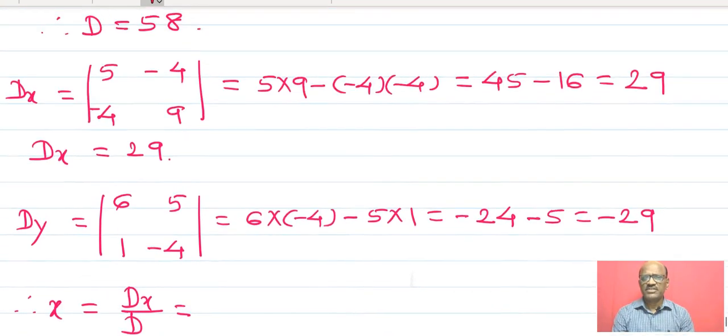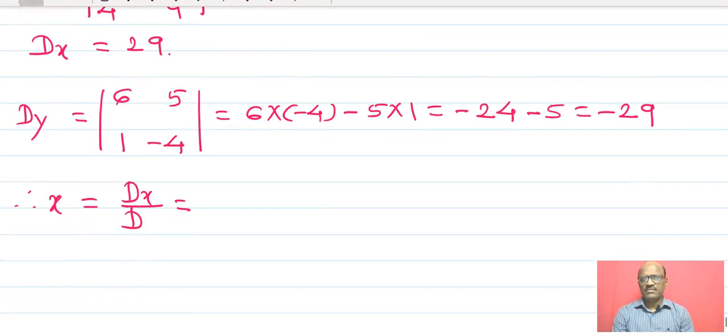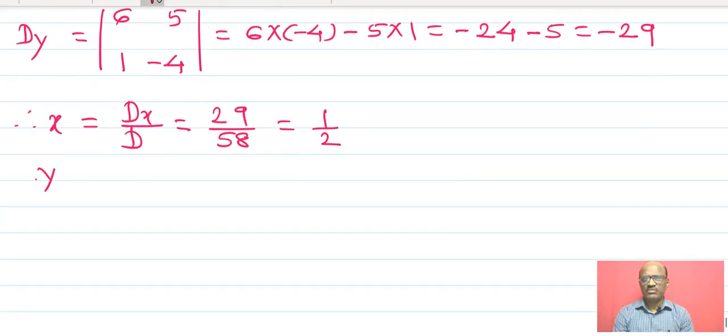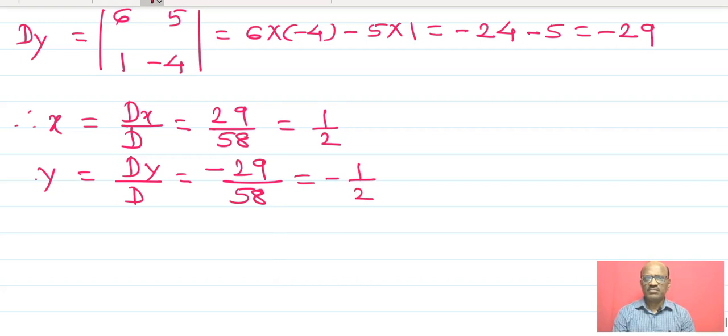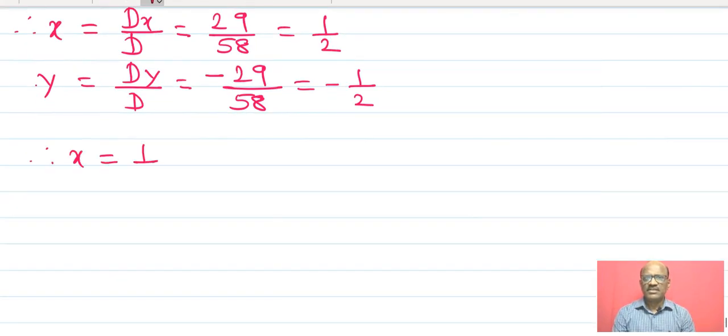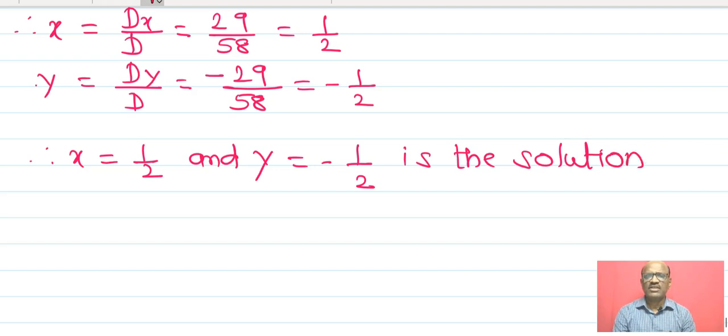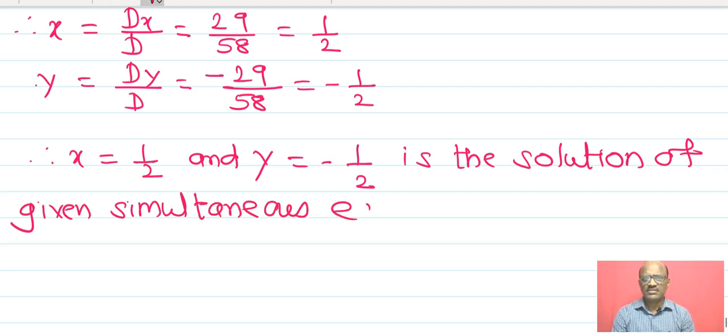x is equal to Dx upon D. Therefore 29 upon 58, that is equal to 1 upon 2. y is equal to Dy upon D, minus 29 upon 58, that is minus 1 upon 2. Therefore x is equal to 1 upon 2, y is equal to minus 1 upon 2 is the solution of the given simultaneous equation.